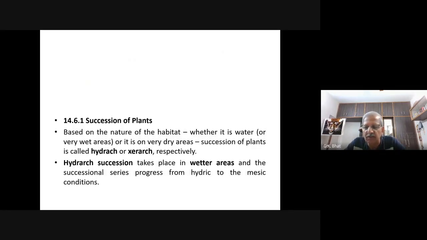Now let us study succession of plants. Based on the nature of the habitat, whether it is water, which is always referred to as a very wet area, or whether it is a very dry area, succession of plants is called hydrarch or xerarch respectively. If the succession starts in water, a wet area, it is called hydrarch. If the succession starts in a very dry area, it is called xerarch. Right? Clear?